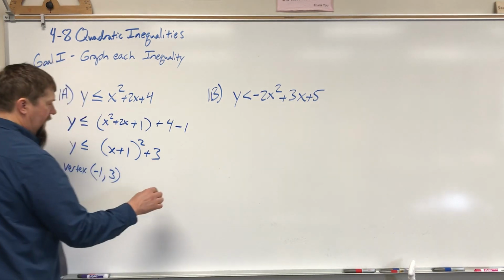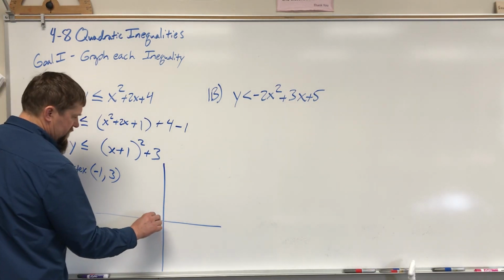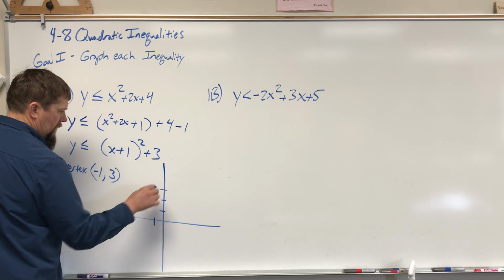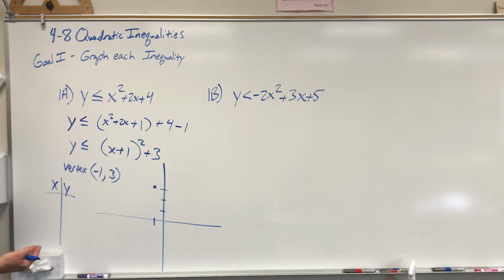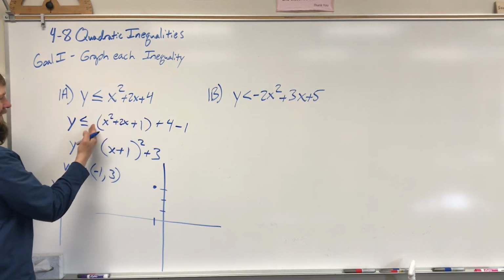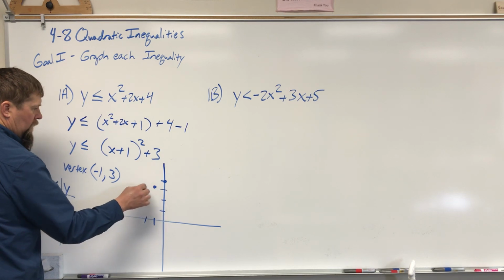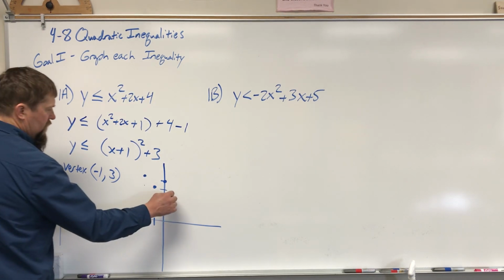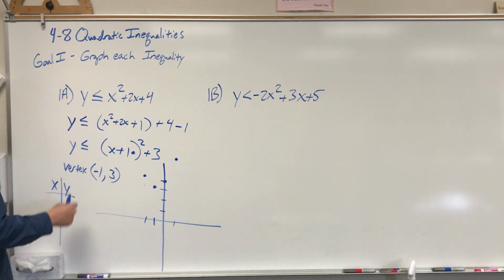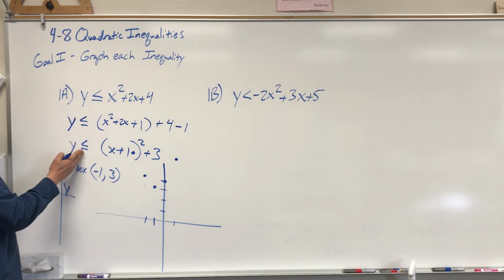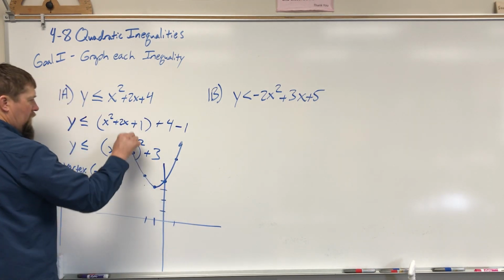Okay, so to graph this one, I'm going to graph the vertex first, so -1, 3. I could make a table here, or I can just use transformations. Since a is still 1, I need to go over 1, up 1, and over 2, up 4 on this side, and the same on the other side. It is an equals besides less than, so it's going to be a solid line to make my parabola.